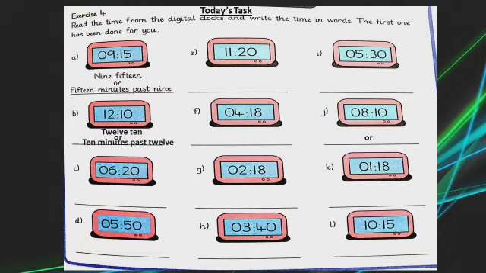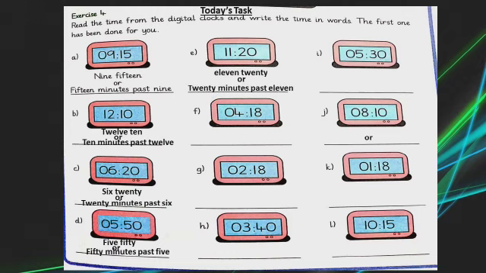Next B part, we have two numbers 12 and 10. So the time is 12:10 or 10 minutes past 12. In C part, we have two numbers 6 and 20. So the time is 6:20 or 20 minutes past 6. Next D part, we have two numbers 5 and 50. So the time is 5:50 or 50 minutes past 5.